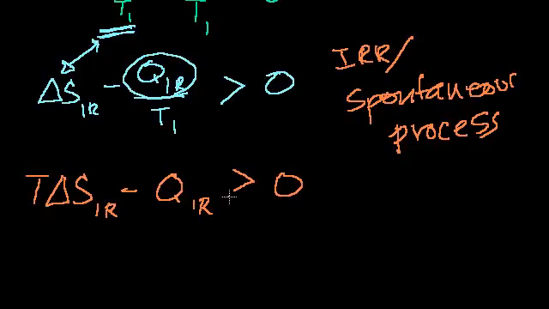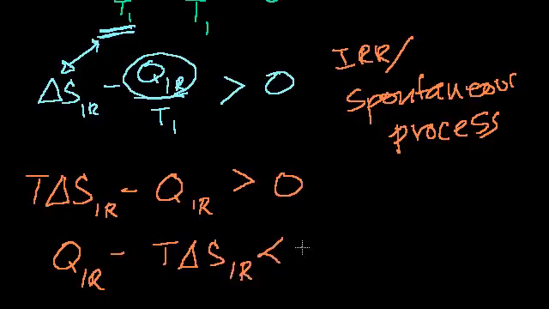Now, how can we say this if we wanted to? Let's multiply both sides of this by -1. And remember, this is true for any irreversible spontaneous process. If you multiply both sides of this by -1, you get this: the heat added to the irreversible process minus T times delta S of the irreversible process is going to be less than 0. This is true for any irreversible spontaneous process.